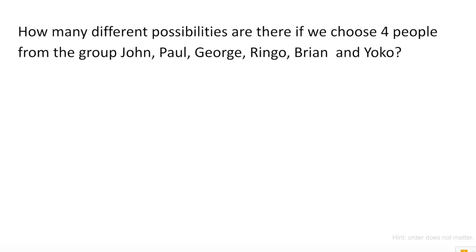First one, how many different possibilities are there? We'll just call it possibilities. We have to decide whether this is combinations or permutations. If we choose 4 people from the group John, Paul, George, Ringo, Brian, and Yoko, how many names do we have here first? 1, 2, 3, 4, 5, 6. Looks like we have 6 names. So n is the number of names in that set, which is 6. And then it says we're going to choose 4. So k is equal to the number we're going to choose, which is 4. That's our subset. And then they're asking us how many different possibilities are there.